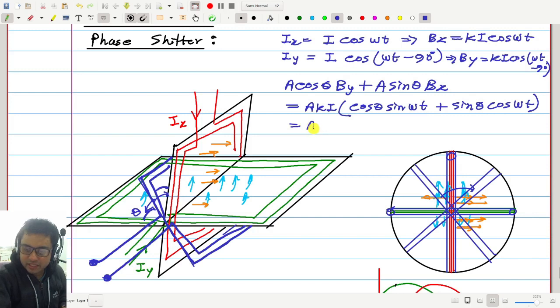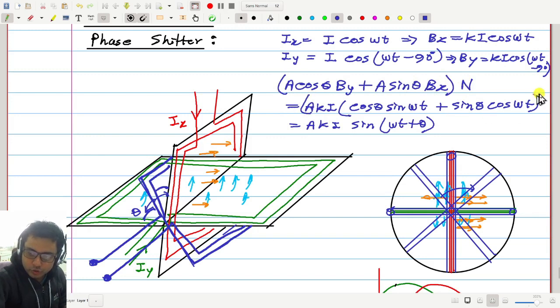So this becomes A K I. Using sine A cos B plus cos A sine B, this becomes sine of omega t plus theta. This is the flux through the blue coil. Now you can multiply this by the number of turns of the blue coil, so you get the flux linkage in the blue coil, and the voltage in the blue coil will be the derivative of this.